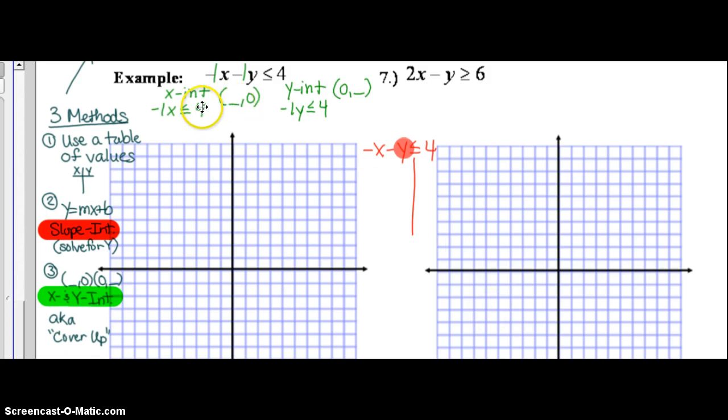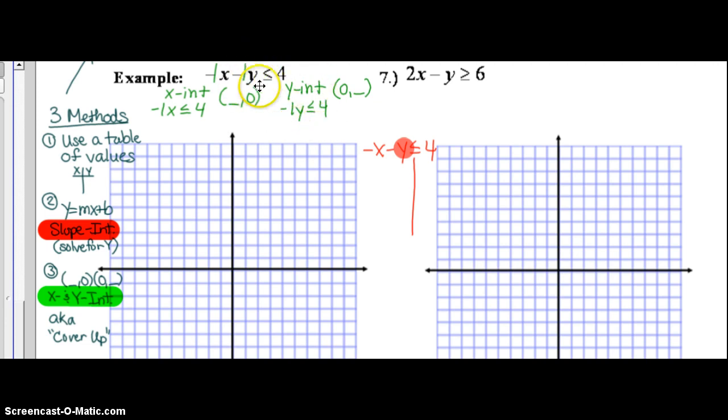So, if I chose to use method 3, I'd be solving for the x-intercept, covering up the y, and have an inequality of negative 1x less than or equal to 4. To get rid of the negative 1, I'd have to divide both sides by negative 1. I'd get x greater than or equal to negative 4, since the inequality changes direction when I divide by a negative.